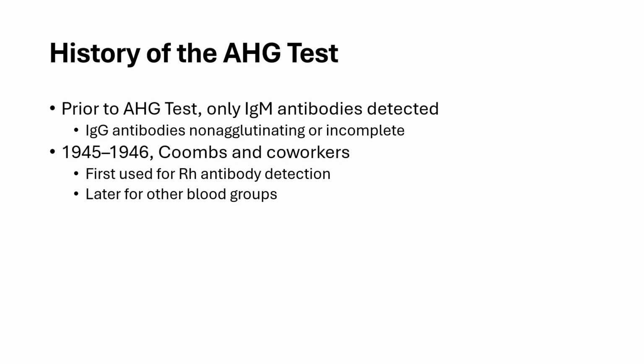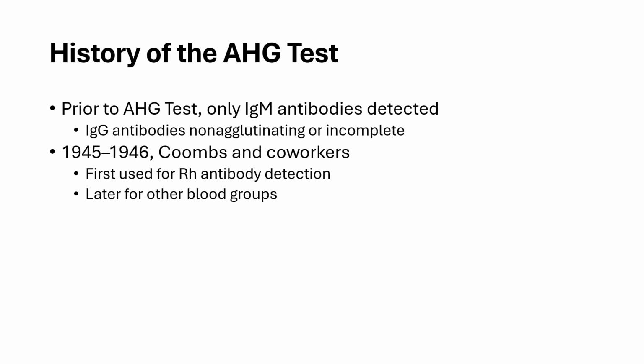Before the anti-human globulin test, only IgM antibodies could be detected reliably using routine agglutination techniques. These antibodies are pentameric and can cross-link red cells easily, producing visible clumping at room temperature or colder. The problem with IgG antibodies is that they are monomeric and much smaller. They typically do not cause visible agglutination because their structure doesn't span enough distance to bridge between red blood cells. So they are called incomplete antibodies.